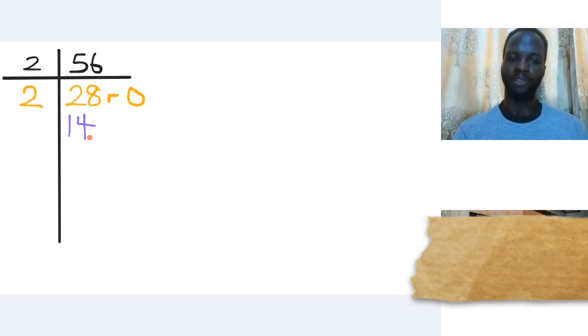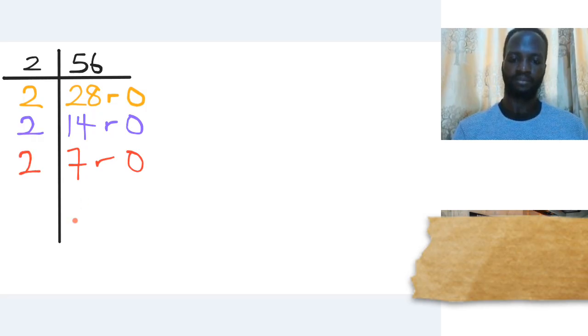14 remainder what? You didn't put the remainder. Okay, remainder 0. So 2 in 14 again. 2 in 14, that's very easy, right? That will be 7. Okay, good. Remainder 0. 2 again in 7. That's 3, right? Okay, good. 3 remainder 1.